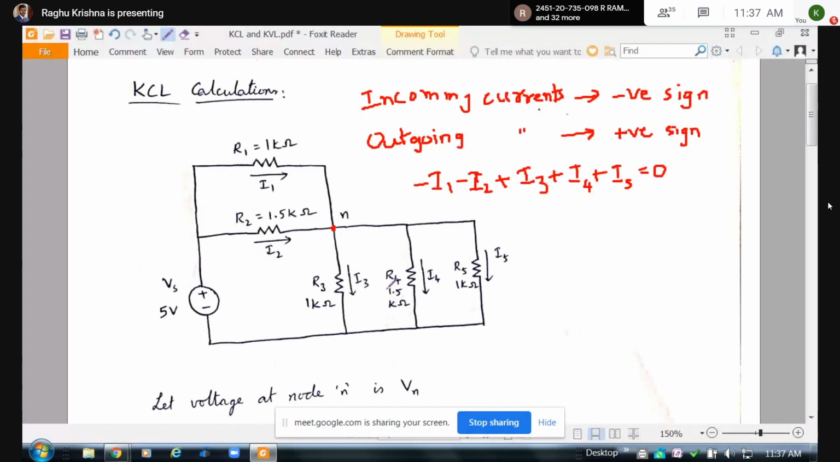Yes, students. This is enough from whatever concept I explained right now. The incoming currents are taken with a negative sign, outgoing currents are taken with a positive sign, and KCL states that algebraic sum of currents meeting at a node is equal to 0. So here I1 and I2 are the incoming currents, so minus I1 minus I2.